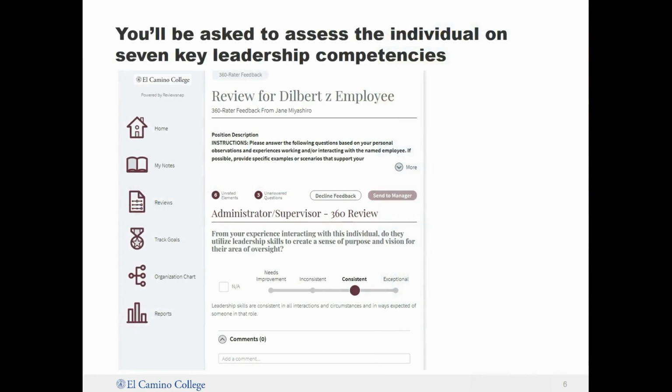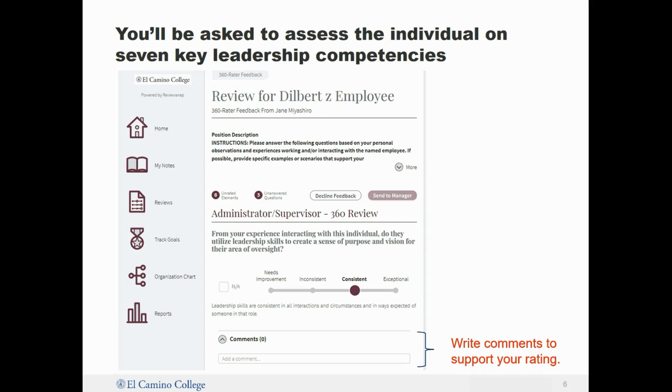When you receive a 360 review survey, you'll be asked to assess the administrator or supervisor on 7 pre-identified key competencies. Be sure to read the instructions. Read the competency being evaluated, provide a rating, and write comments that support your rating. Your comments should include demonstrated knowledge, skills, and attributes that you have observed and/or experienced when interacting with this individual.